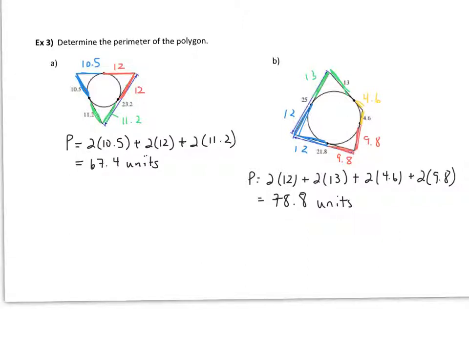Okay, and based on the theorems that we have, I got 78.8 units as my perimeter for that quadrilateral in part B.